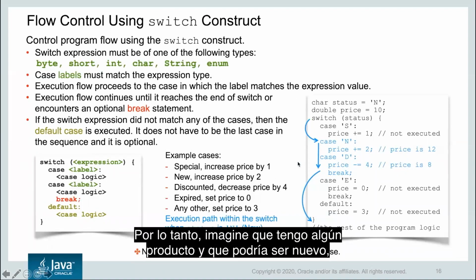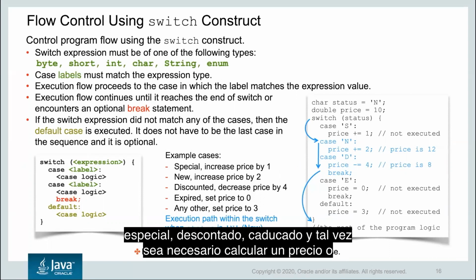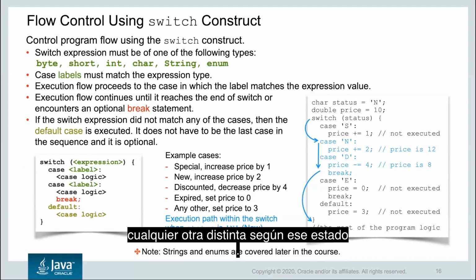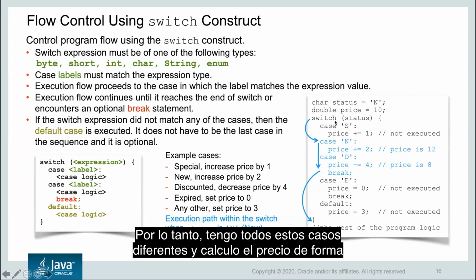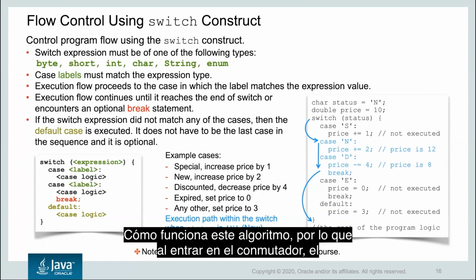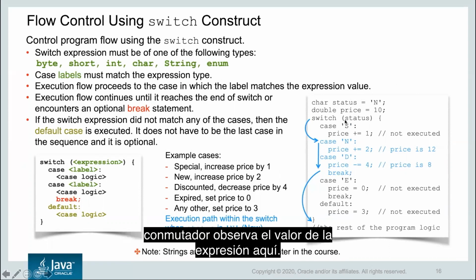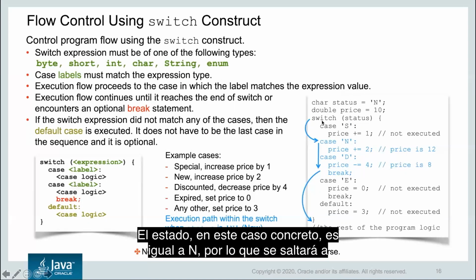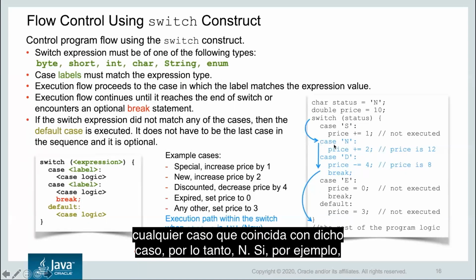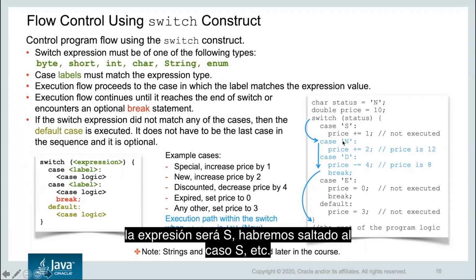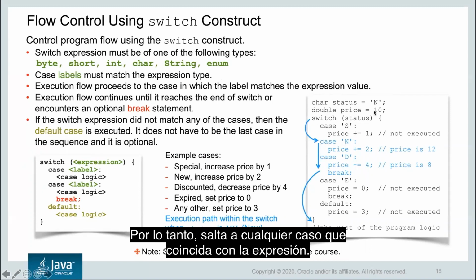So let's imagine I've got some product, and it could be new, special, discounted, or expired, and maybe I need to calculate the price differently based on that status. So I have all of these different cases, and I calculate them. How does this work? When you get into the switch, it looks at the value of the expression. The status in this particular case is n, so we'll jump to whichever case matches that, case n. Say the expression were s, we would jump to case s, etc. So it jumps to whichever case matches the expression.